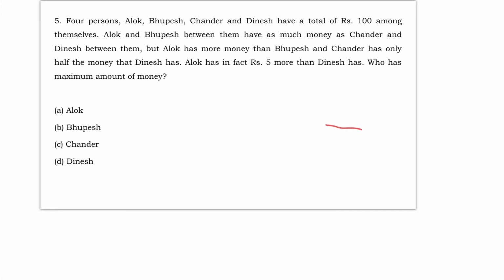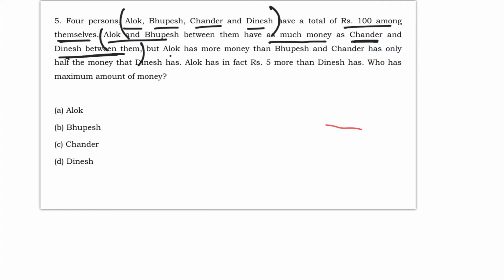There are 4 persons, Alok, Bhupesh, Chandra and Dinesh, and they have a total of 100 rupees amongst themselves. Okay, so Alok and Bhupesh between them have as much money as Chandra and Dinesh between them. So this is the tricky part here, my dear friends.